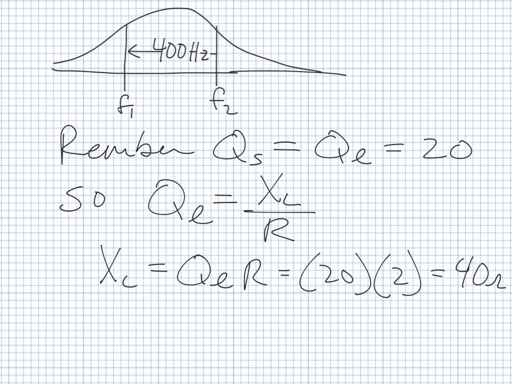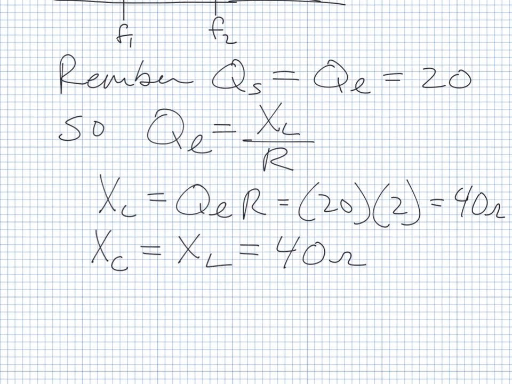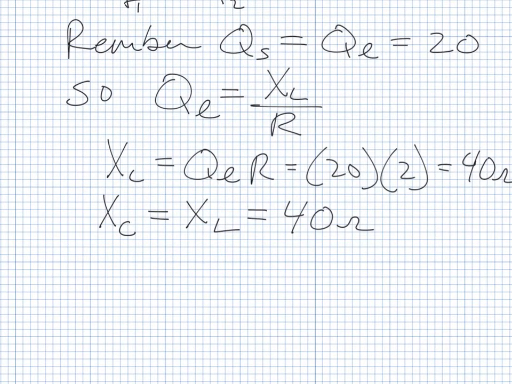Now, since we know this is in resonance, then we know that the reactance of the capacitor is equal to the reactance of the inductor. So that is also 40 ohms. All right, what else? So we actually know the bandwidth, but we want to find F1 and F2 associated with the bandwidth.